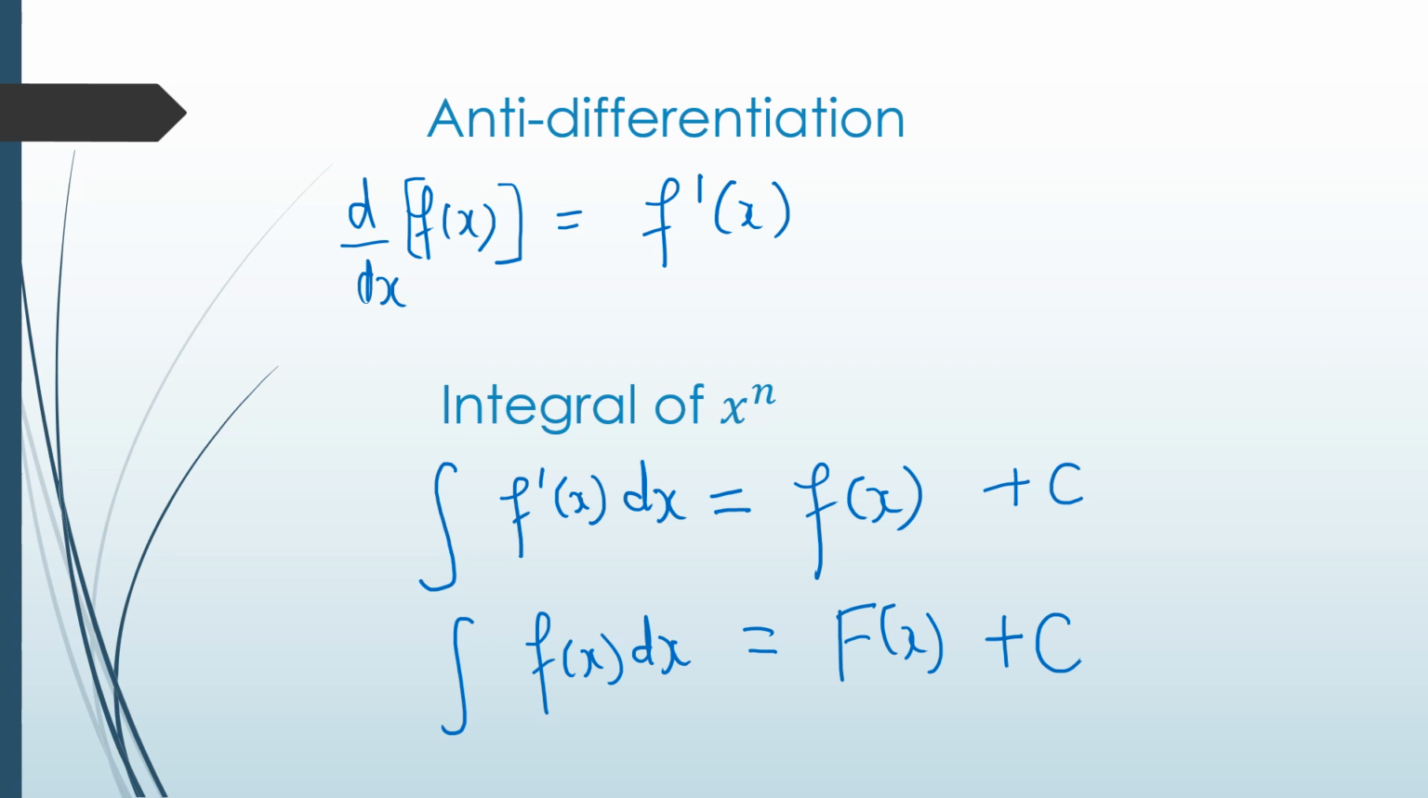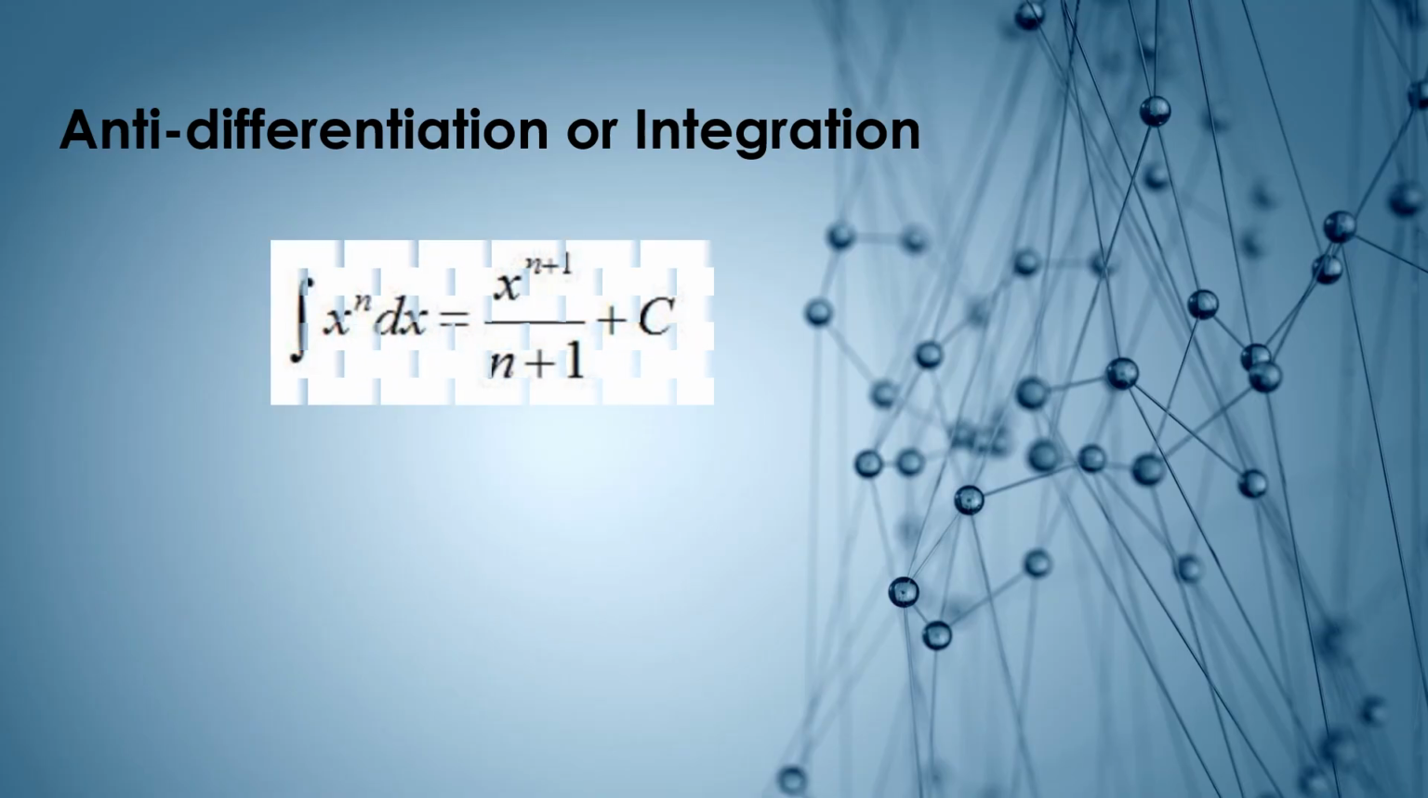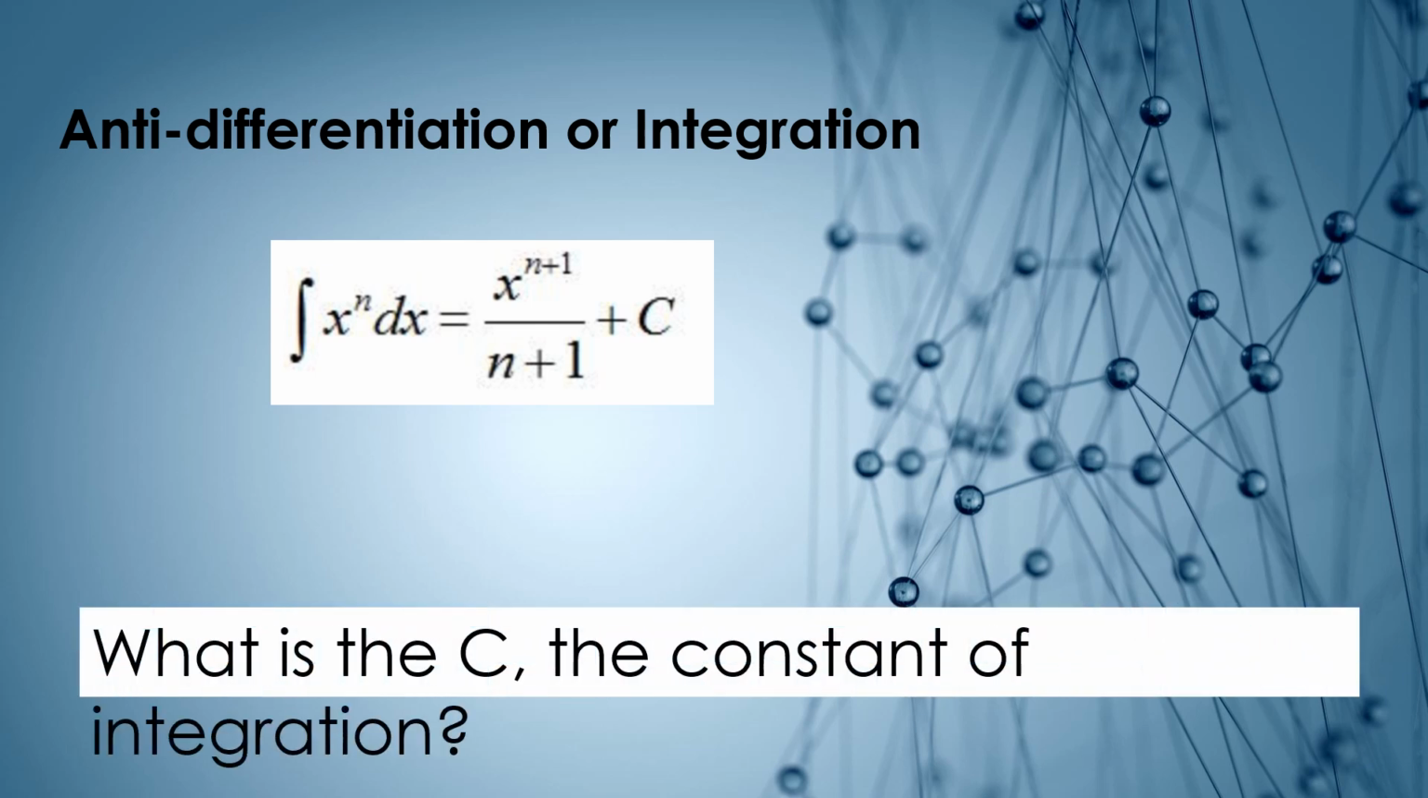So what is this c? I'm going to discuss what the c means. The formula used looks like this: given any algebraic function x to the power n, where n could be 7, it could be -3, any number, we use the formula x to the power n plus 1 divided by n plus 1, plus c, the constant of integration.